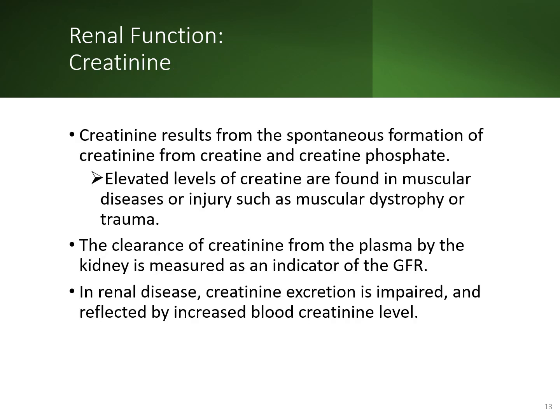Creatinine results from the spontaneous formation of creatinine from creatine and creatine phosphate. There are elevated levels of creatine with muscular diseases like muscular dystrophy or with an injury like a trauma. The clearance of creatinine from plasma by the kidneys is measured as an indicator of the glomerular filtration rate. With renal disease, the excretion of creatinine is impaired, and so this is reflected by an increase of this level within the blood.